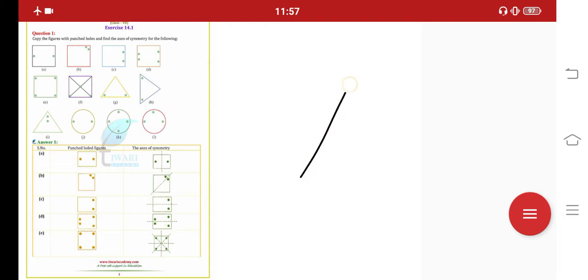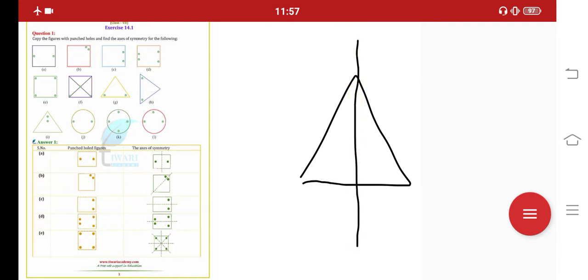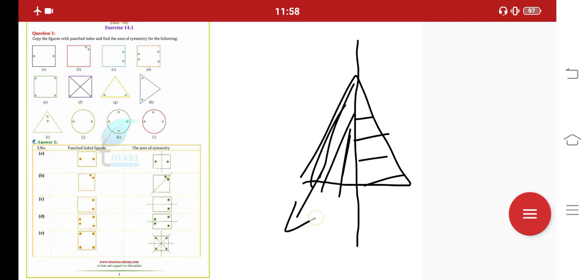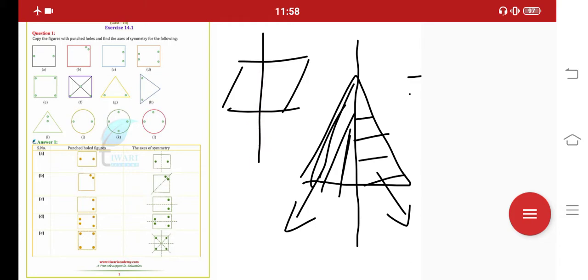Like see, if I will make a triangle and if I will cut it like this vertically, then this portion will cover completely this portion. It means no part is remaining left, all parts are covered, meaning one half will cover the other half. So this is called a symmetric figure. But if I will make a figure like this, we cannot cut the figure like this. Why? Because if we cover this part over this part, it will not cover this part completely.